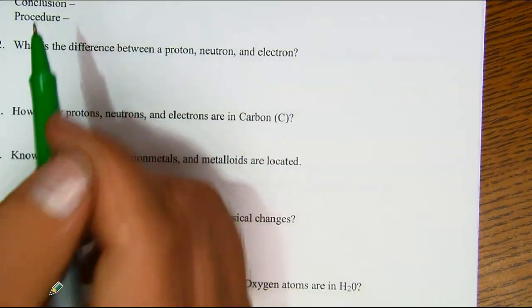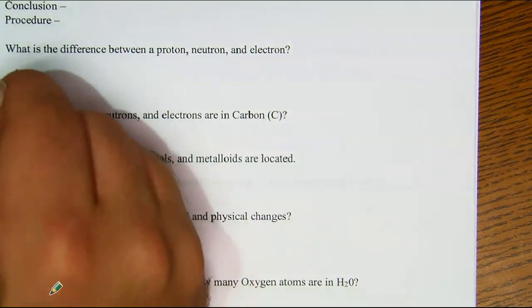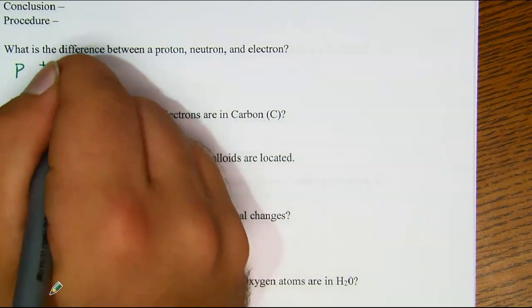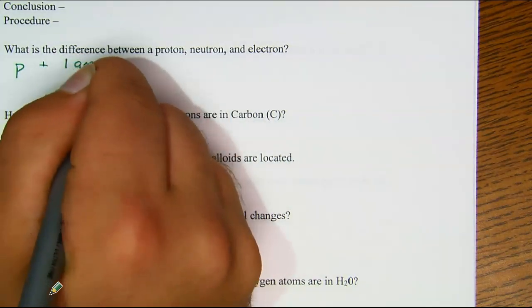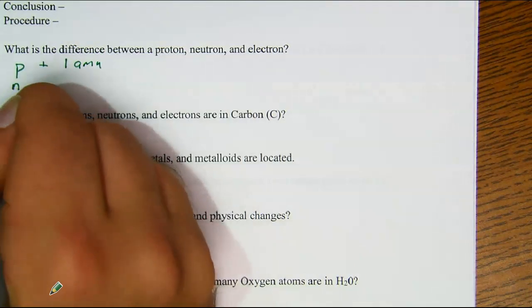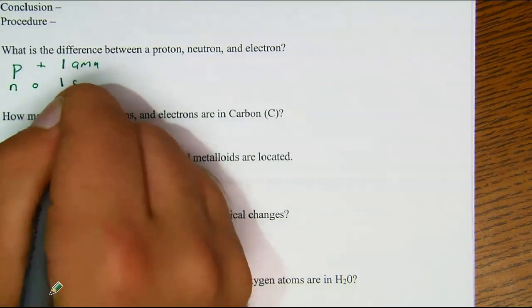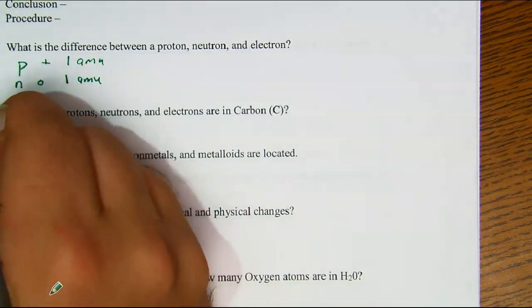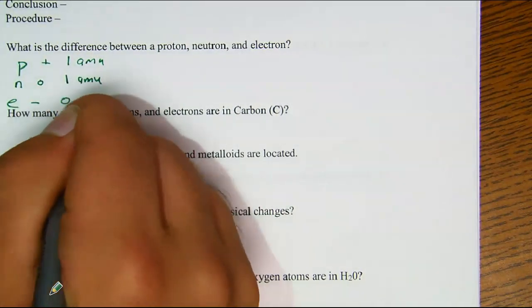What is the difference between a proton, neutron, electron? Protons are positive, and they weigh 1 atomic mass unit. Neutrons are neutral, and they weigh 1 atomic mass unit. Where electrons are negative, and they don't weigh anything.